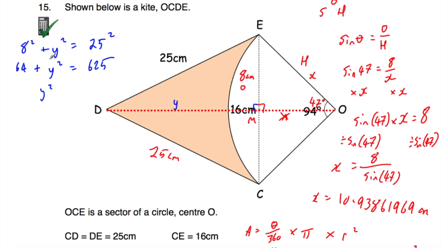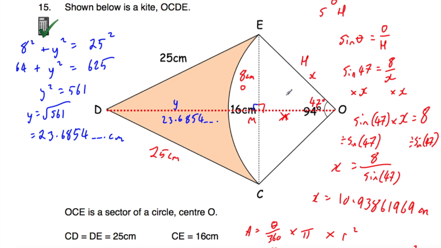And then if we take away 64 from both sides, we get 625 minus 64 is equal to 561. And then if we square root that, we're going to get that y is equal to the square root of 561, which would be equal to 23.6854 and so on centimeters. So that's the distance from D to M, 23.6854 and so on. Okay, now we need to find the distance from O to M.